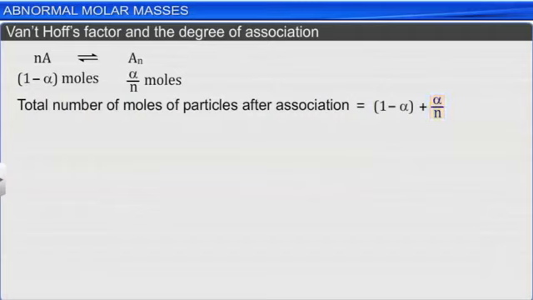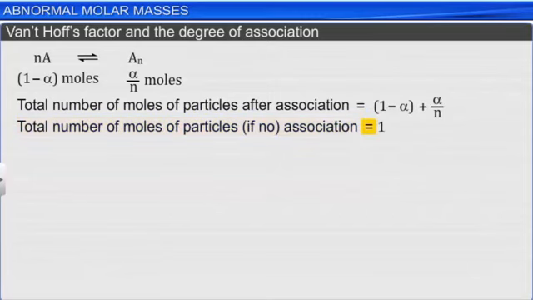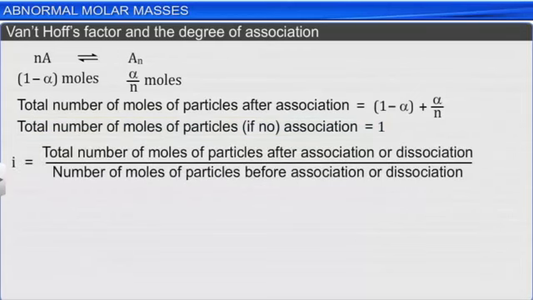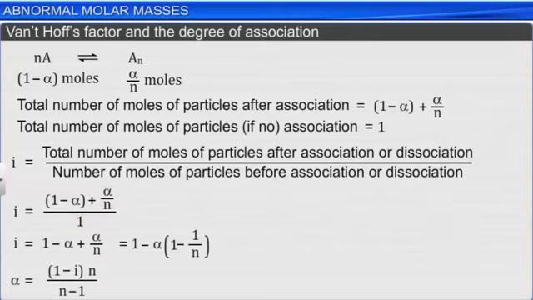If there is no association, then the number of particles is equal to 1. Substituting the values of the number of particles in the relation, i is equal to the total number of moles of particles after association or dissociation divided by the number of moles of particles before association or dissociation. We get i is equal to (1 minus alpha plus alpha divided by n) divided by 1. On simplifying for alpha, we get alpha is equal to (1 minus i) multiplied by n divided by (n minus 1).